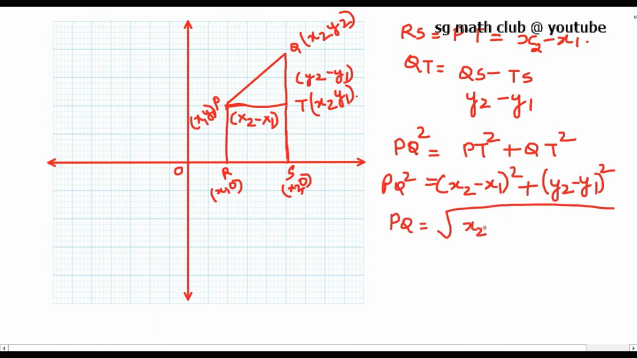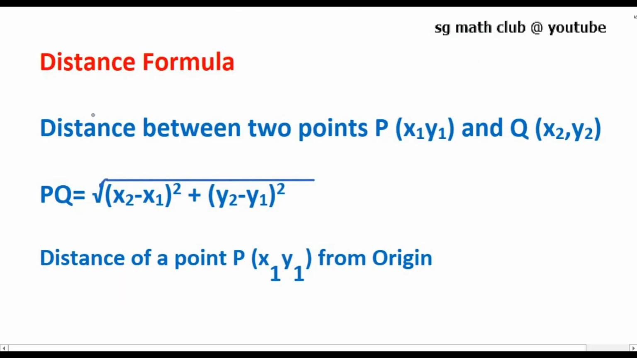So it is the square root of x2 minus x1 the whole square plus y2 minus y1 the whole square. This is our distance formula. PQ is equal to square root of x2 minus x1 the whole square plus y2 minus y1 the whole square. The distance between two points P x1 y1 and Q x2 y2 is given by this.